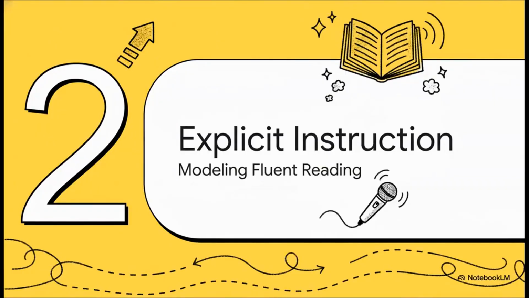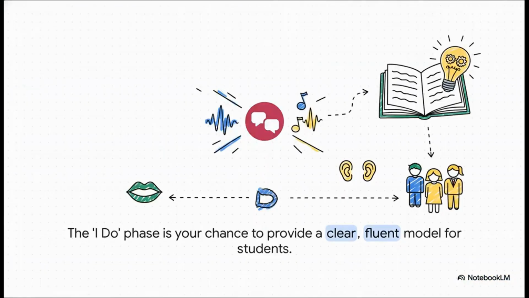All right, let's get into the lesson itself. We're starting with explicit instruction. This is the I do phase, where you get to be the expert, the model for your students. And let me tell you, your modeling here is absolutely everything. You're not just giving them something perfect to copy. The real power move is this. You are taking the invisible, internal process of a skilled reader and making it totally visible and audible. You are literally showing them how it's done.